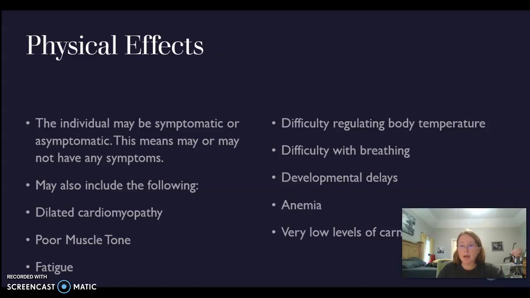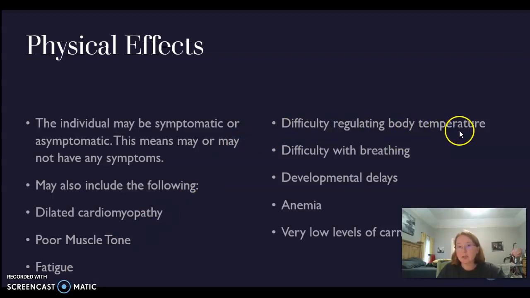And so what can our physical effects be? Like what kind of presentation will we have with this disorder? The first thing we have to consider is that the individual may have symptoms or may not. Some of the individuals who have been reported in medical literature have actually not had any symptoms. They've just tested positive for the disorder. They may also have things like dilated cardiomyopathy. That's where the heart is enlarged. Poor muscle tone, where their muscles don't quite work right. Fatigue, difficulty controlling their body temperature.